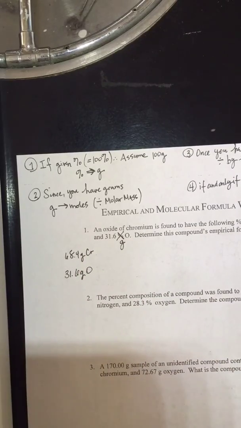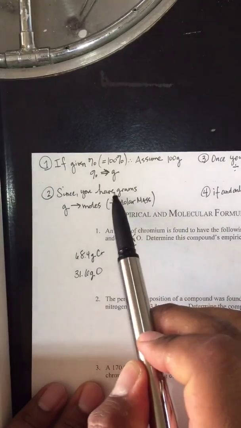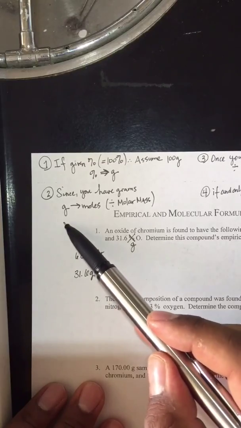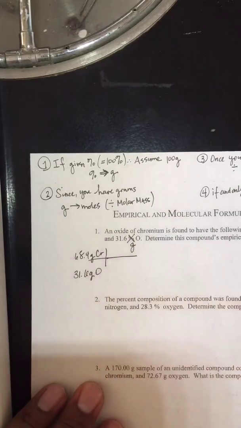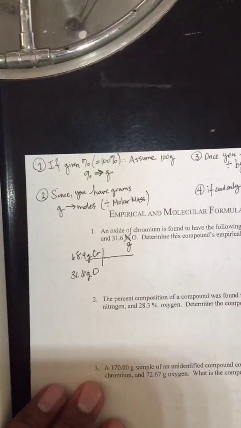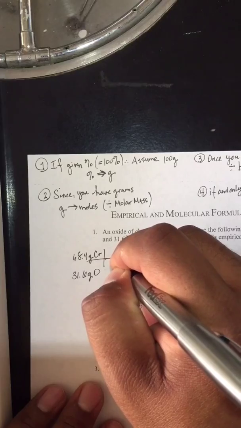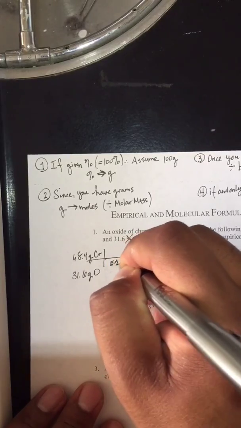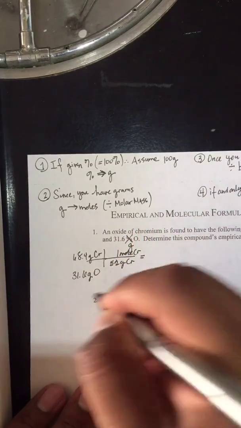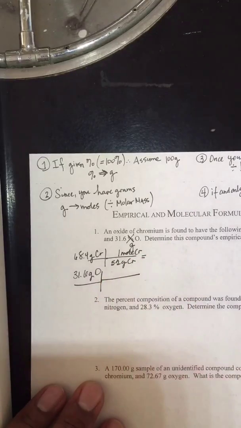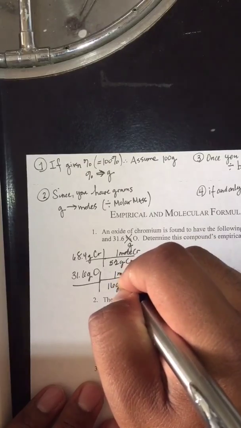All right, so the next thing that we're going to do is determine the molar mass of each, and we have to divide. Since you have the grams now, we're going to change from grams to moles, and we got to divide by the molar mass. So the molar mass of chromium, it's in the first row, transition metals, element number 24, is 52 grams of chromium over 1 mole. Here, we're going to have 31.6 grams of oxygen, and we're going to divide it by the molar mass of oxygen, which is 16.